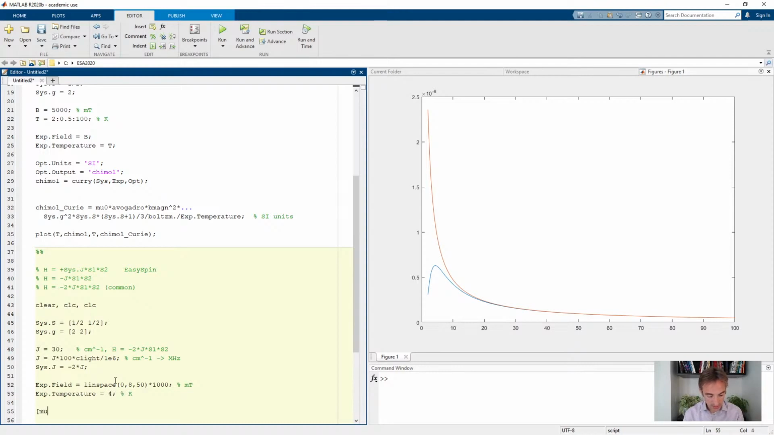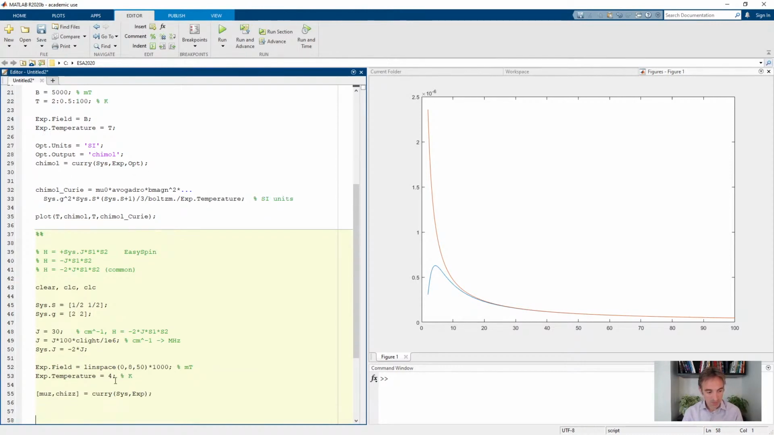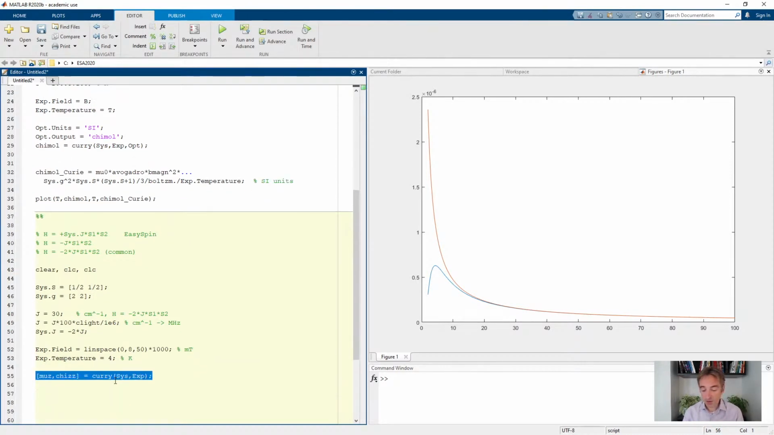Now let's calculate the Z magnetic moment and the susceptibility CZ using Curry, sys, exp. Here I did not specify which outputs I want. Curry by default, if you don't specify anything different, it will always return 2 things: the magnetic moment and the susceptibility, the ZZ component of the susceptibility.